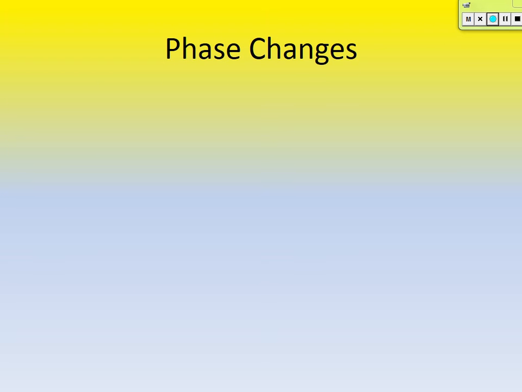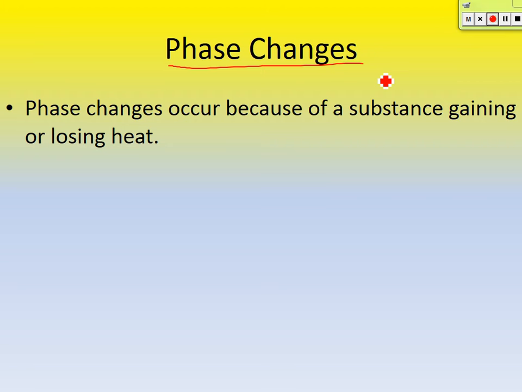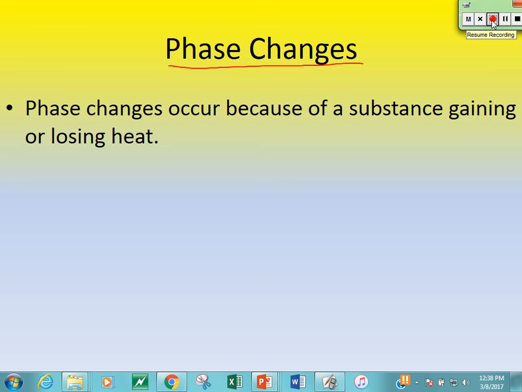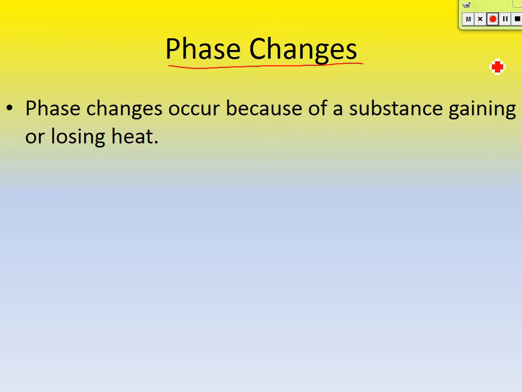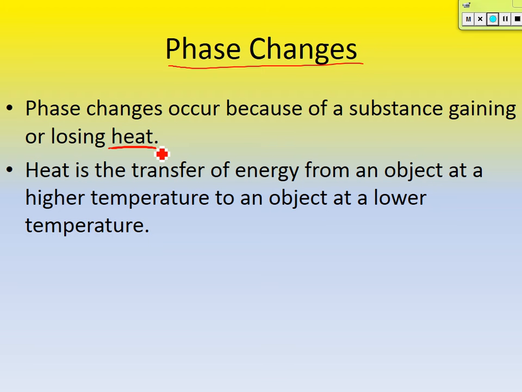All right, for the second part of this lesson, we're going to talk about phase changes. Phase changes occur because a substance is gaining or losing heat. So we're really going to pay attention to what's happening with heat. Just to help you remember what heat is, I've got a couple of things to talk about. Heat is the transfer of energy from an object at a higher temperature to an object at a lower temperature.